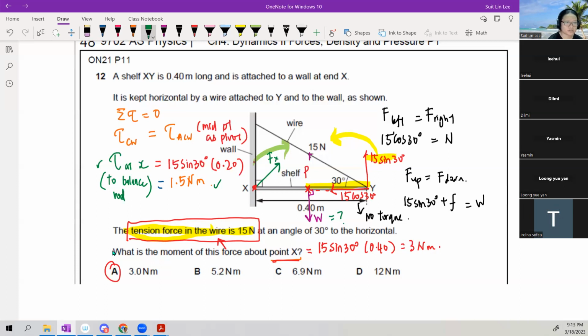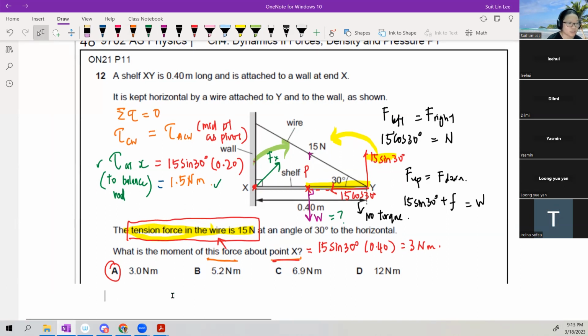You can always choose the midpoint as the pivot, be a bit smart. We don't have to involve W into the equation. But in this question, they don't need you to find what is the torque at X. So it is not the moment of this force about point X, it is about. So when they say this force, they mean this tension force.